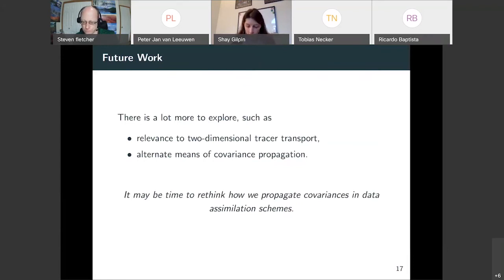But what I want you guys to take away from this is that our conventional means to propagate the state work just fine. But using the same methods to propagate the covariance are not working as well as we might expect. And so this may be a good time to rethink how we're propagating our covariances in our data assimilation schemes.